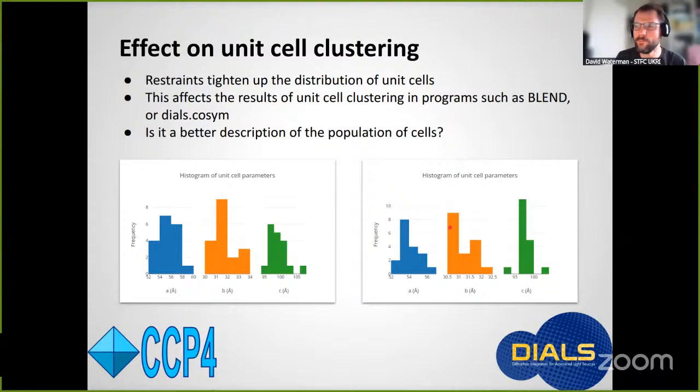And unsurprisingly, if you do this restrained refinement, then the results of unit cell clustering in programs like Blend and COSIM are quite different. But is it a better description of the population of cells? That's a bit of an open question because, at least in this case, the restrained refinement was done separately on every data set, which meant that each data set ended up with a slightly different detector distance. And maybe you'd think that's not really realistic either.